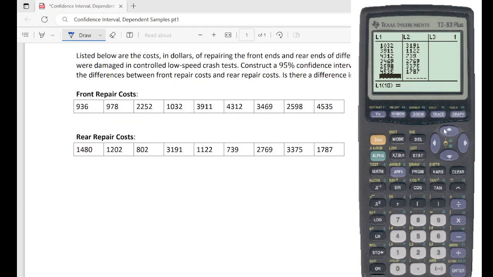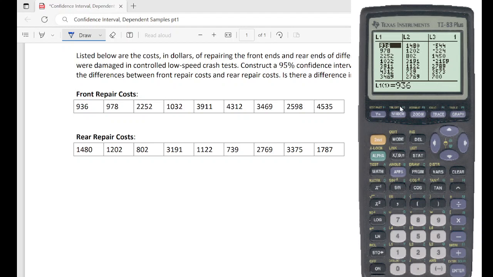And once we have all of the information typed in, we're just going to go back to the front screen, and we're going to find the difference between each one. So second 1 minus second 2 stored in list 3. And there's all our differences. If you want to make sure, back to Stat and Edit, and you'll see all the differences are stored in L3, which is what we want.